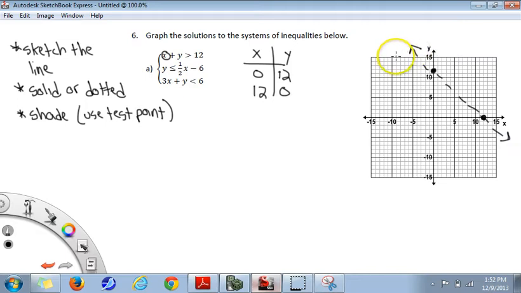And I'll go ahead and figure out what side to shade right now. So I'm going to use 0, 0 as my test point. And if I plug in 0, 0 to this inequality, then that would read 0 plus 0 is greater than 12. And that, of course, is not a true statement. So I would shade the other side of this line.